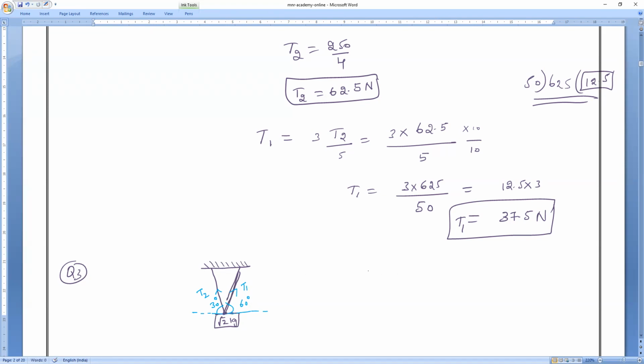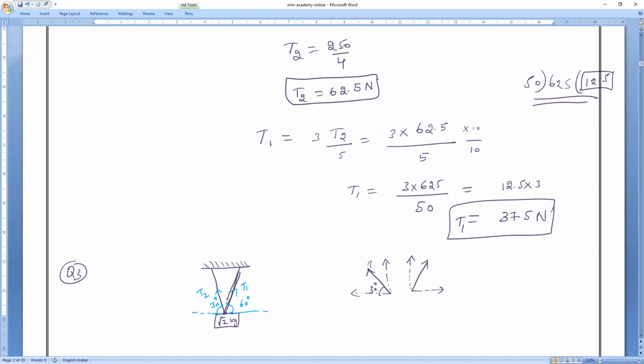Both are inclined, so at every corner two forces will act. One is in the X direction, another one is in the Y direction. So one force acts in the X direction, another force acts in the Y direction. It makes a theta of 30 degrees.